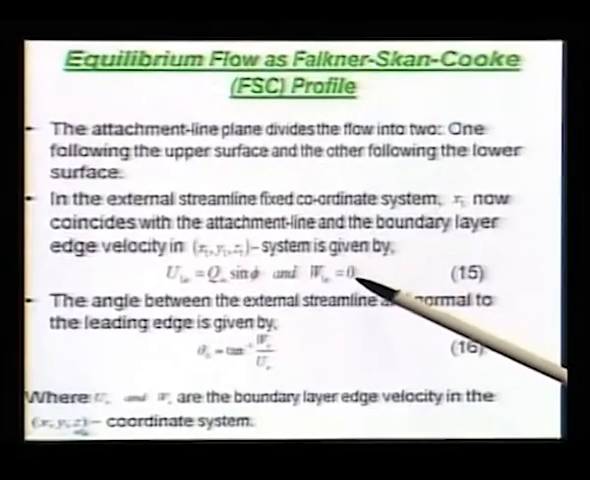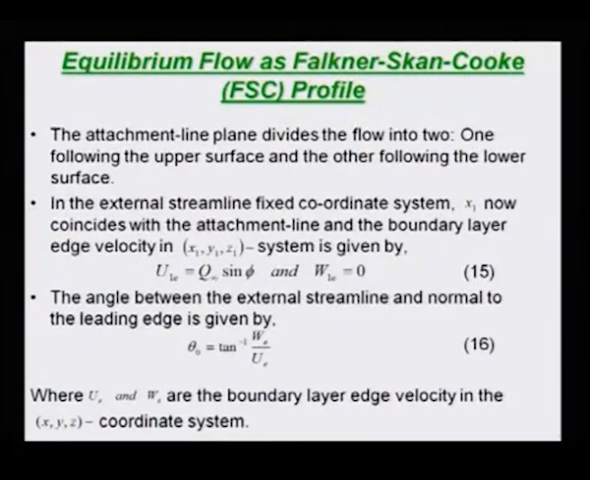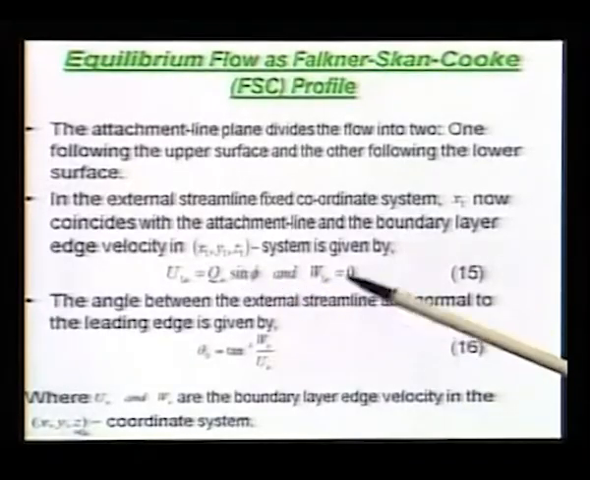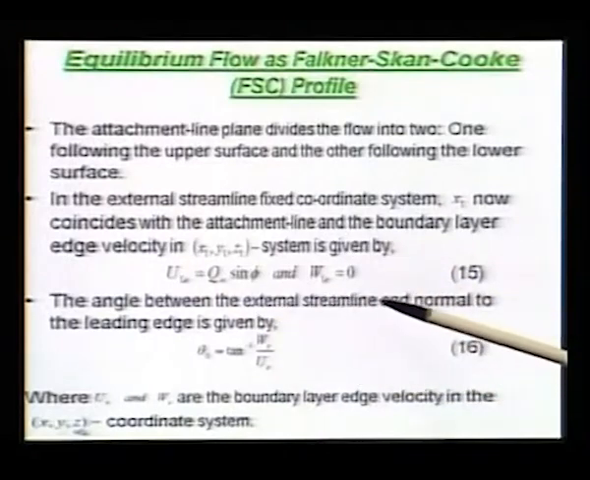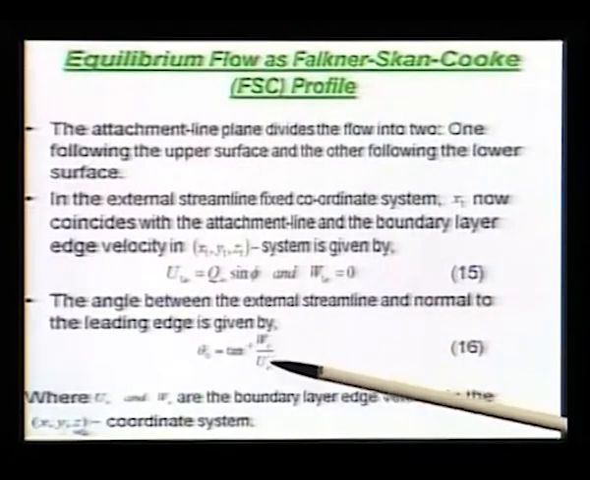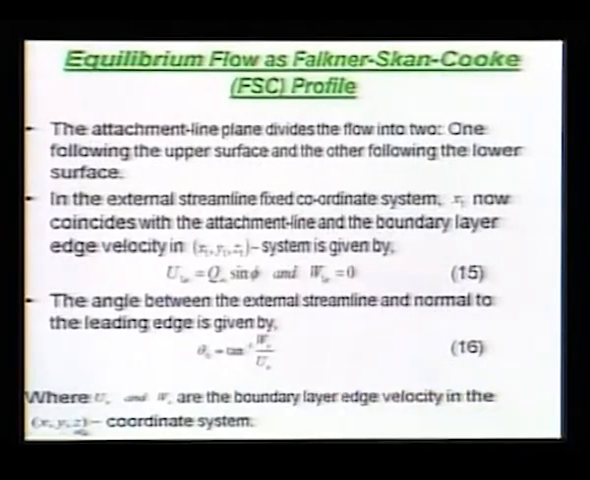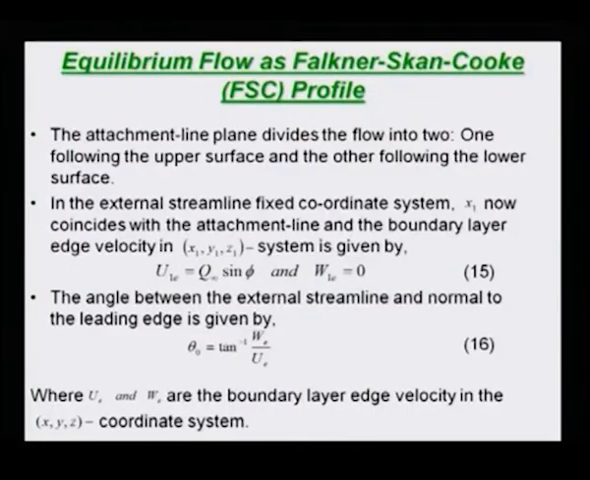What happens to this? This has to be equal to 0, because you are in the streamline direction. So you cannot have any other component. Flow is along the streamline, and there is no cross component. And the angle between the external streamline and normal to the leading edge is given by tan inverse of WE by UE. So this is again going back to your wing fixed coordinate system. The wing fixed coordinate system component defines your theta naught.